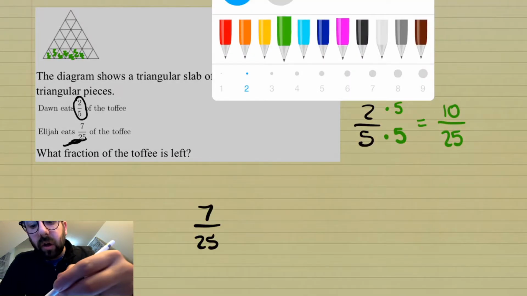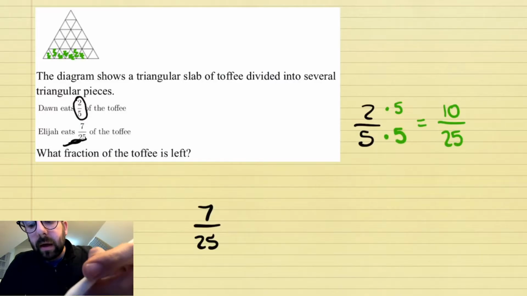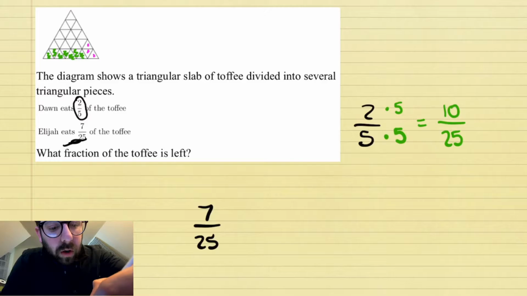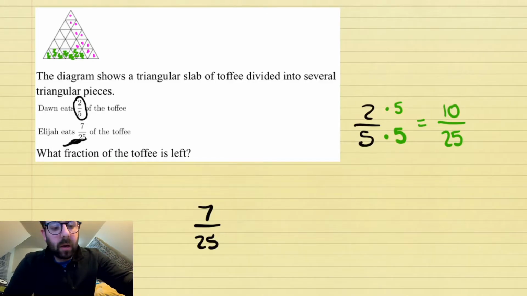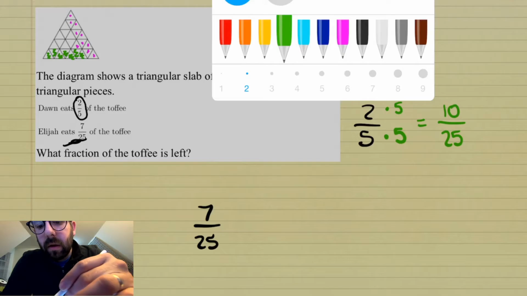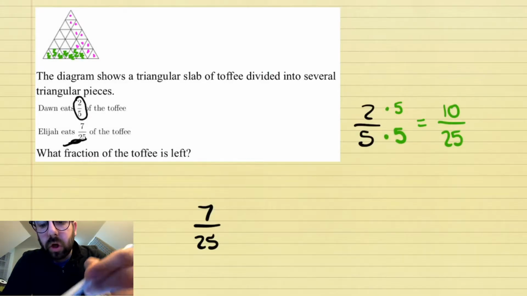I'm going to make this a different color, maybe a pink. So Dawn is eating 10 out of 25. So 1, 2, 3, 4, 5, 6, 7, 8, 9, and 10. There's Dawn's pieces that she ate. So for the total that's left, we just count the ones that are blank. I'm going to put these in maybe this bluish color.